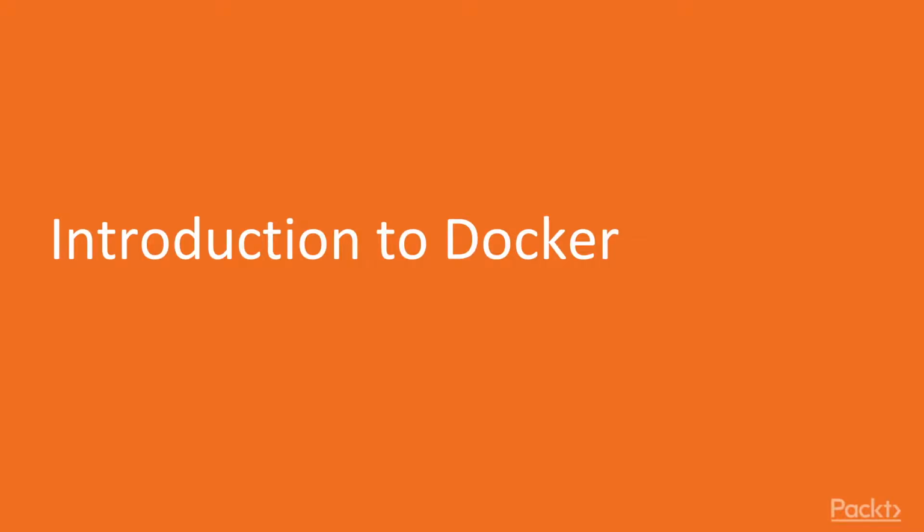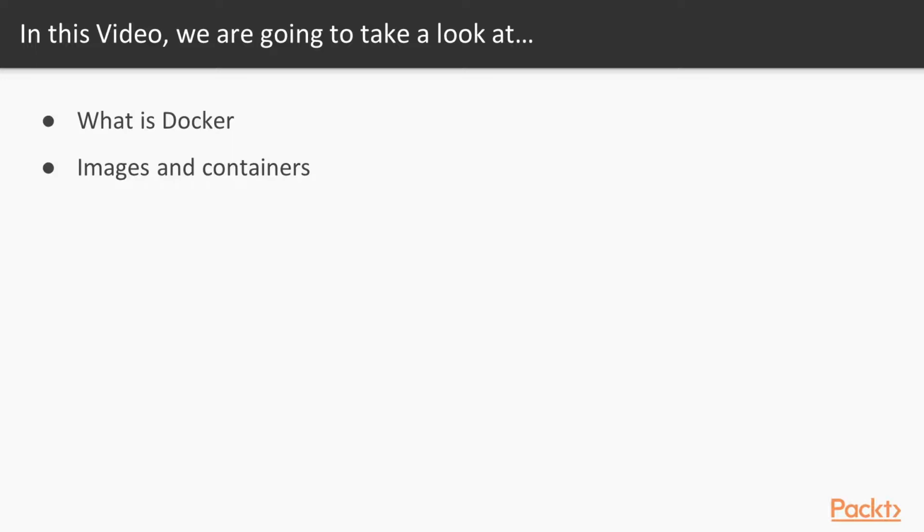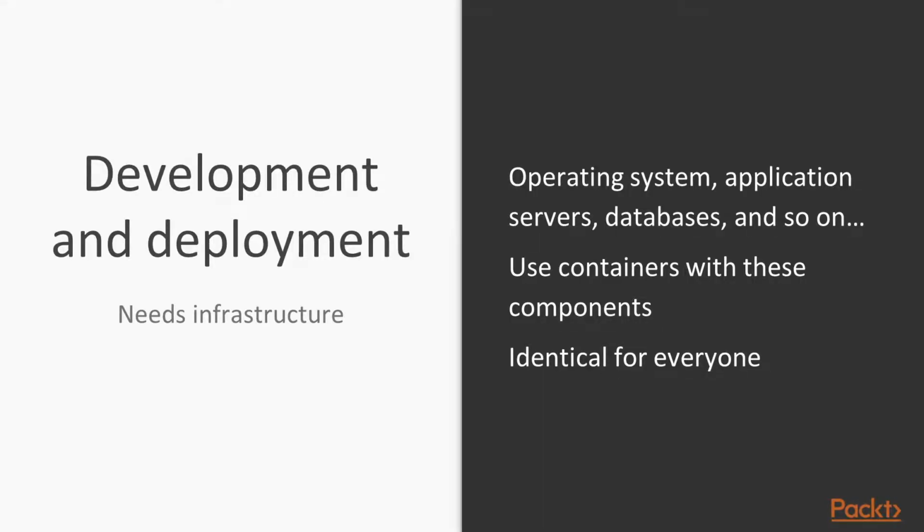In this video, we learn what Docker images and containers are and how the platform benefits the development and deployment process of software. To deploy and develop a Java web application, we need some infrastructure, an operating system, an application server, and most definitely a database. We can set these things up by hand or create a script that sets them up for us.